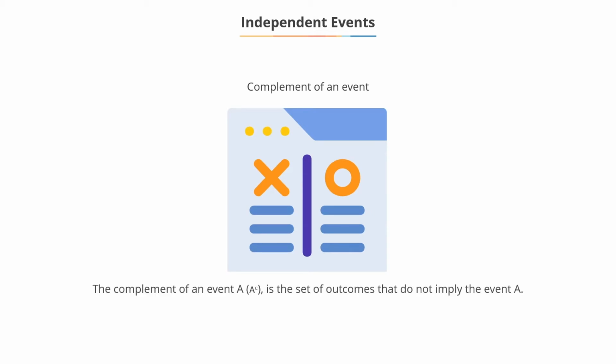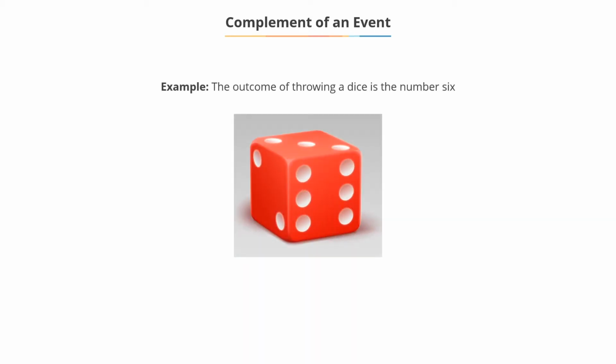The complement of an event A is the set of outcomes that do not imply the event A. It is denoted by A^C. Thus, the complement of the event that the outcome of throwing a dice will be the number 6 is that the outcome of throwing a dice will be one of the numbers 1, 2, 3, 4, and 5.